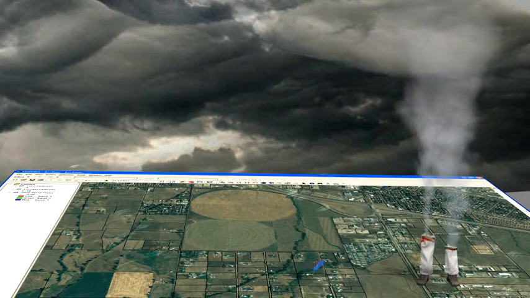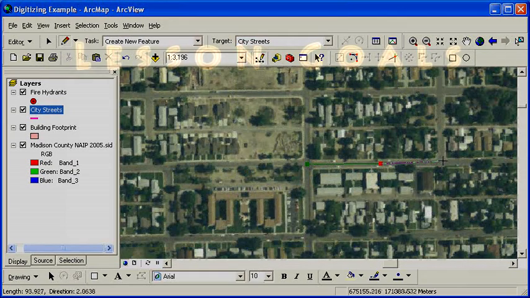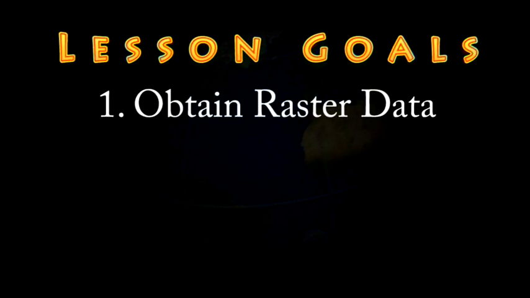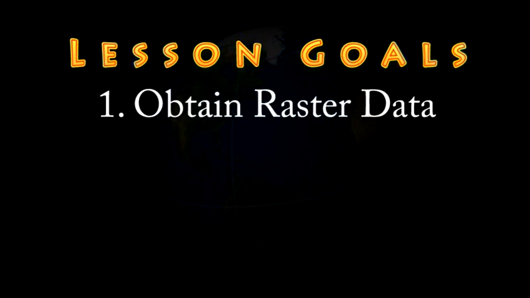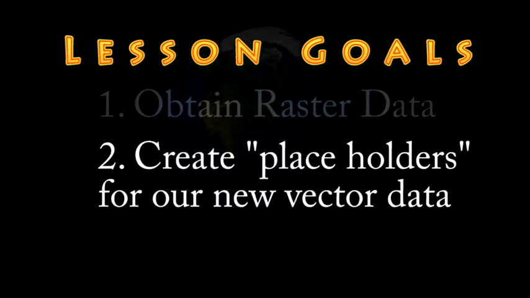Heads-up digitizing is similar to manual digitizing, though it works directly on the computer screen using a scanned raster image as a backdrop. In this lesson, we will accomplish three primary goals. The first goal is to get our hands on some pretty awesome raster data that we can use as a backdrop for digitizing. Our second goal is to create three new geographic information assets.